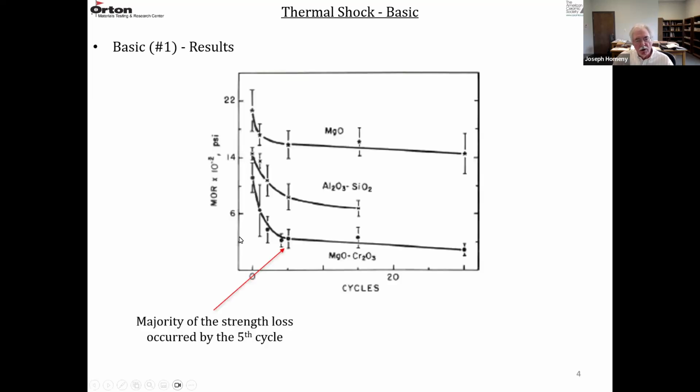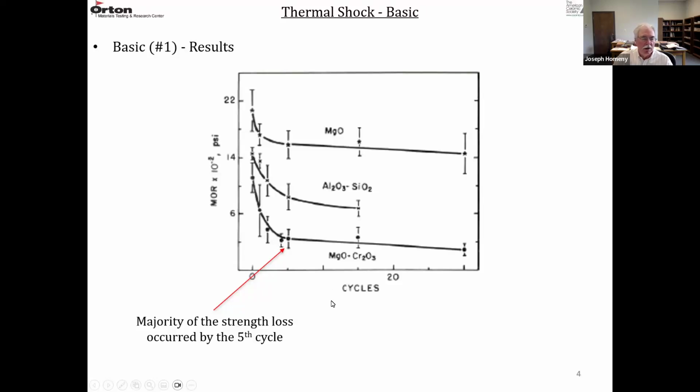So this is the MOR versus number of cycles, and I just said 15 cycles on a couple of them. They actually did 30 cycles. So this is the strength loss for MgO, the alumina silica materials, and then the mag chrome materials. And usually about 5 cycles in, you really reached your maximum damage. So the strength tends to level off.